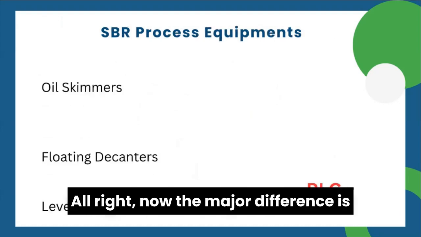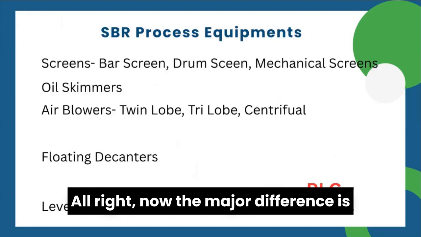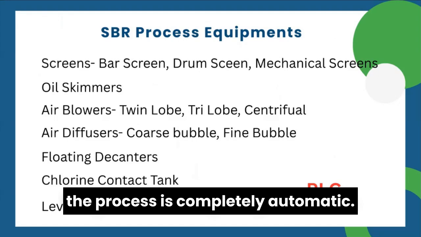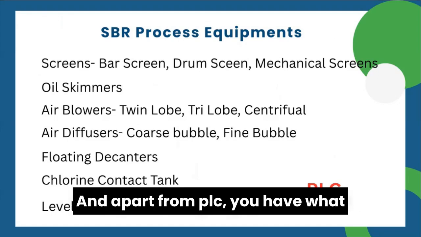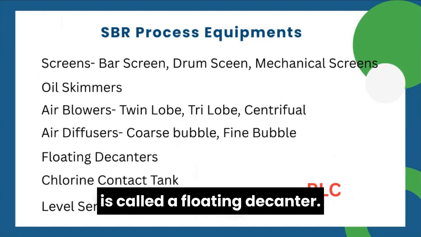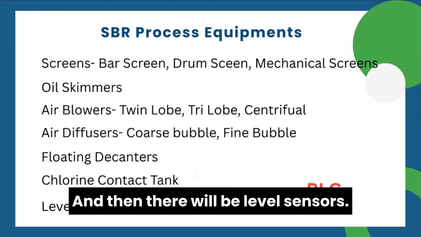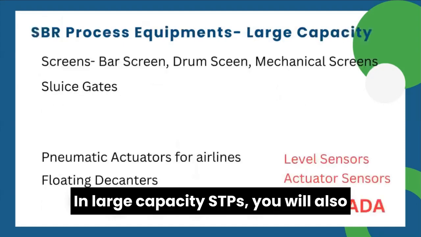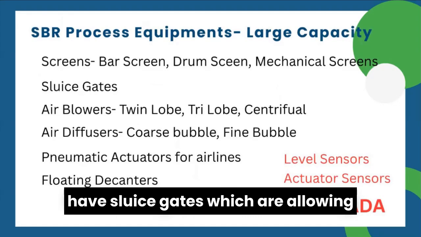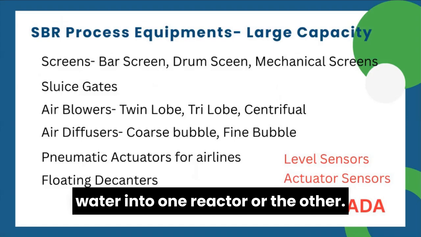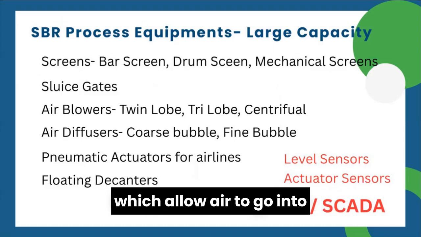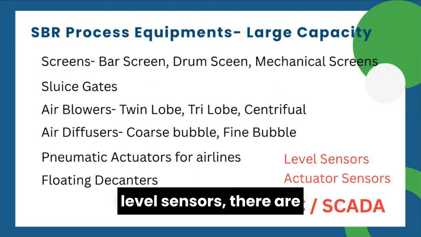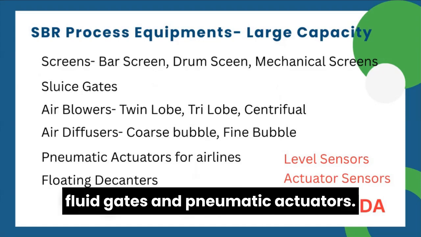both aeration process and settling happen in one tank. All right. Now, the major difference is you have a PLC in SBR because the process is completely automatic. And apart from the PLC, you have what is called a floating decanter. And then there will be level sensors. This floating decanter is to withdraw clear water. All right. In large capacity STPs, you will also have sluice gates, which are allowing water into one reactor or the other. Then pneumatic actuators, which allow air to go into reactor 1 or reactor 2. All right. So apart from level sensors, there are sluice gates and pneumatic actuators.